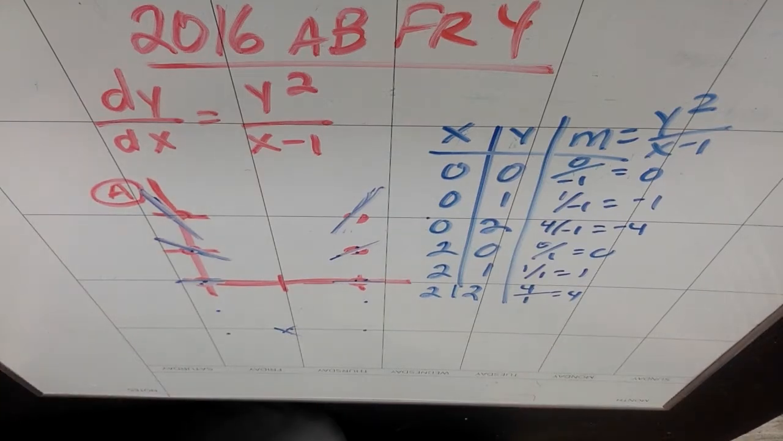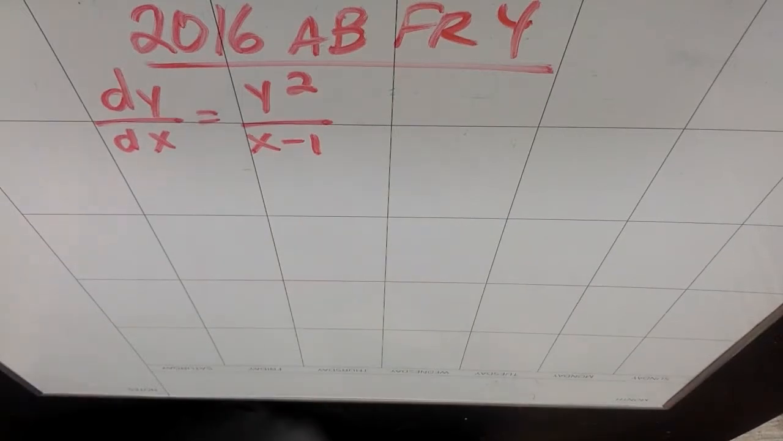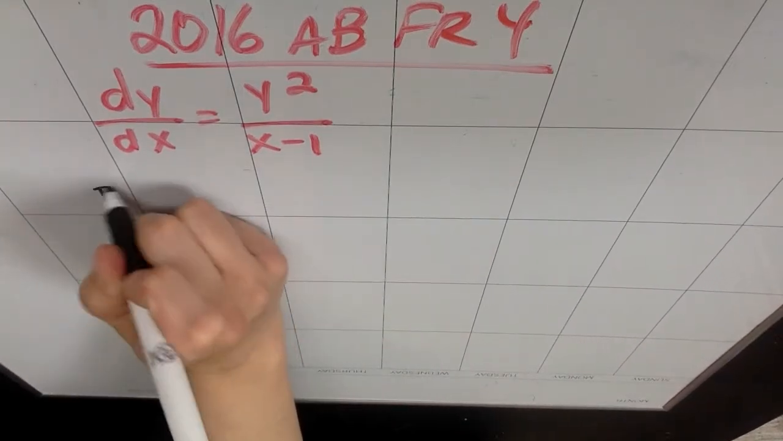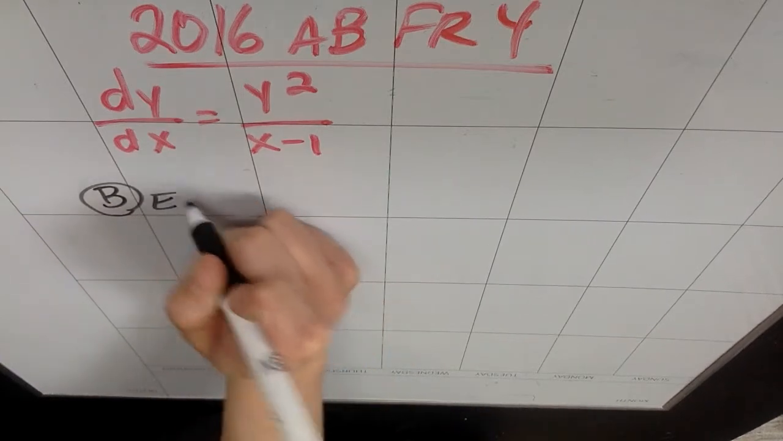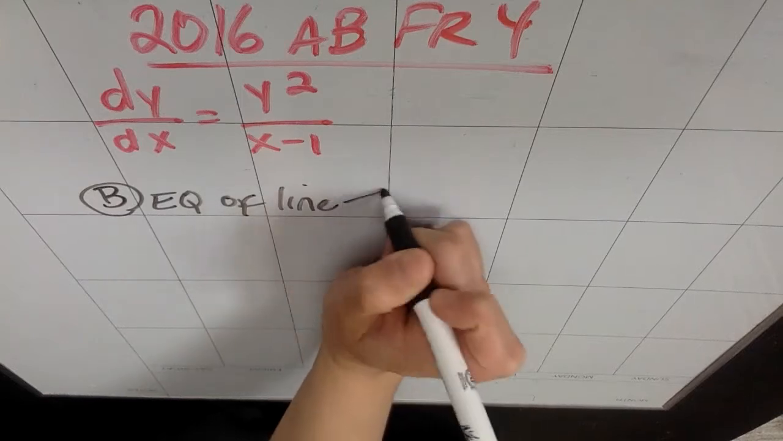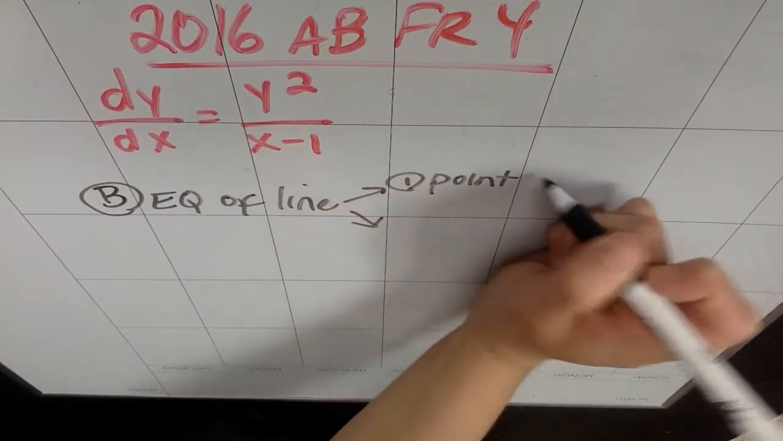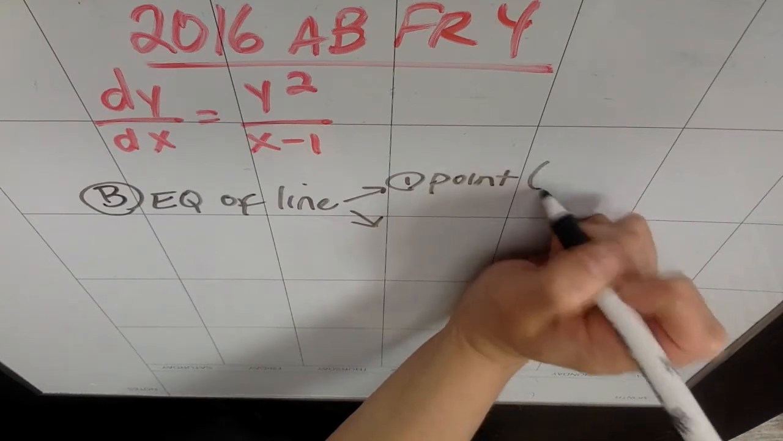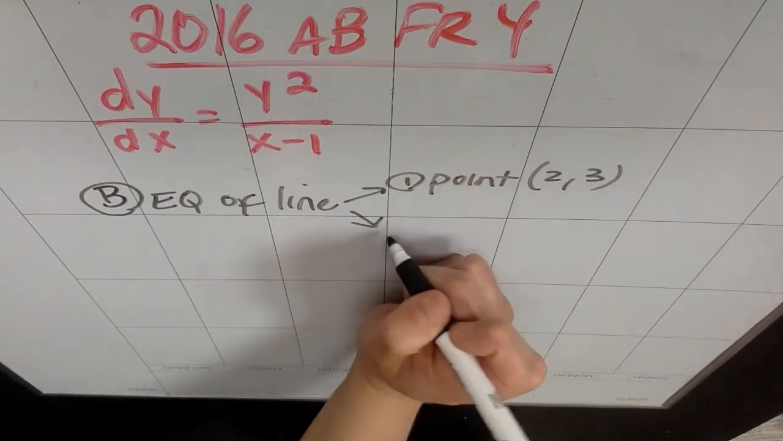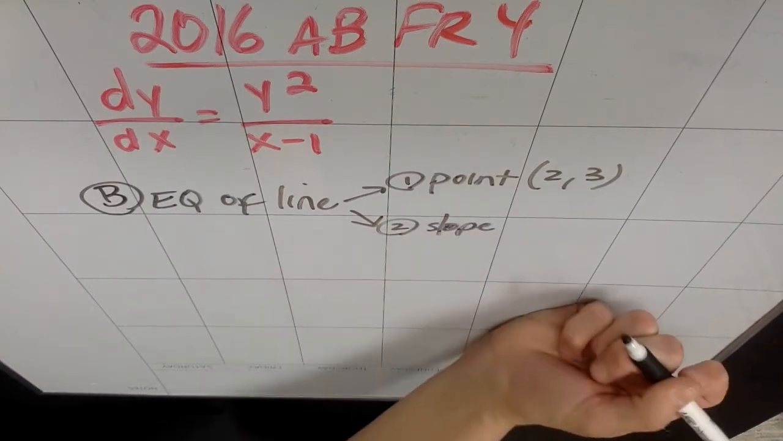Okay, so we're asked to find the equation of a tangent line first. Anytime you're asked to do the equation of a line, it's always going to involve 2 parts. Part 1, you need a point. Well, they just gave me the point. They told me that f of 2 was 3. So (2, 3). And then you're going to need a slope. And then you're going to put your answer in point-slope form.